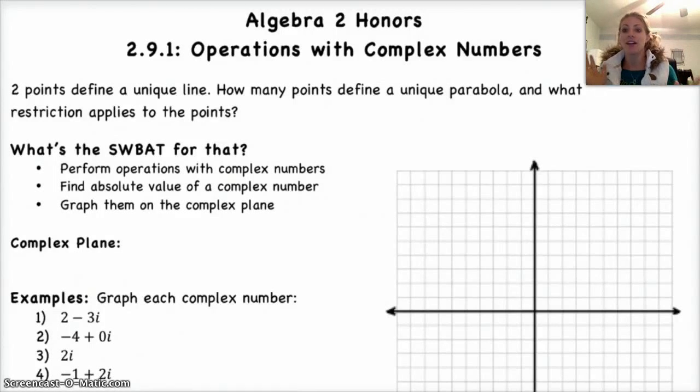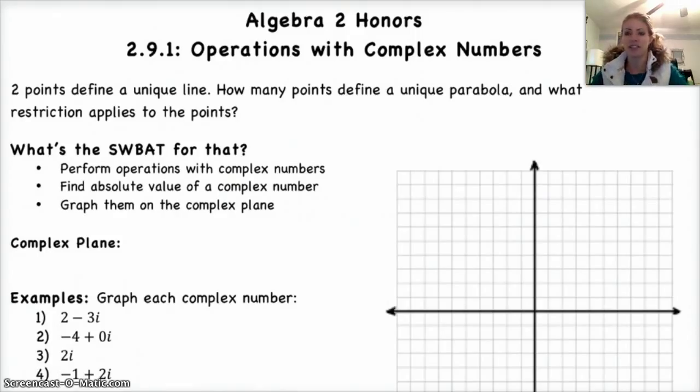Today we're going to talk about things you can do with complex numbers. So, operations. Your usual mathematical operations include multiplying, dividing, adding, and subtracting. Okay? We're also going to be graphing them and finding the absolute value of them. So, that's what our goal is today. Practice a little bit more with imaginary numbers.